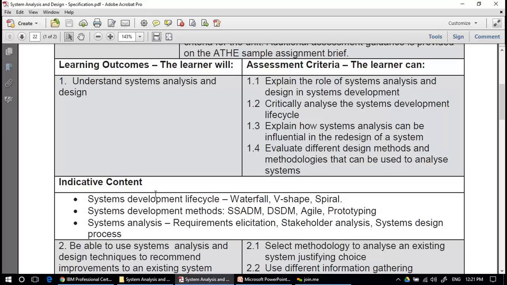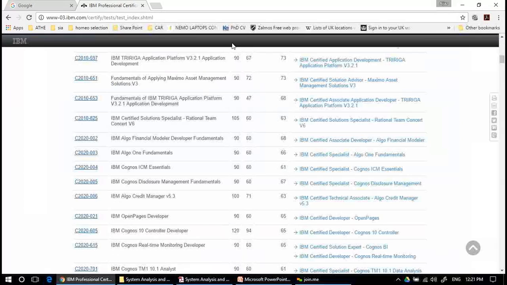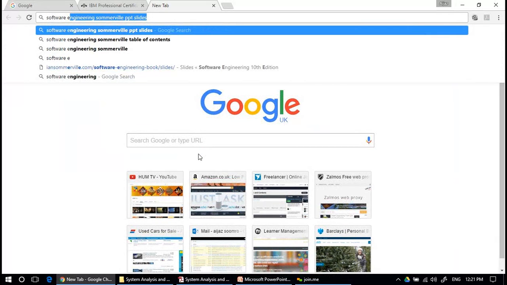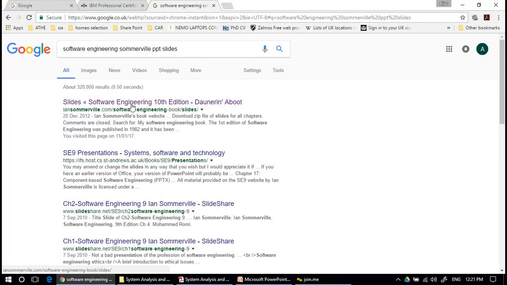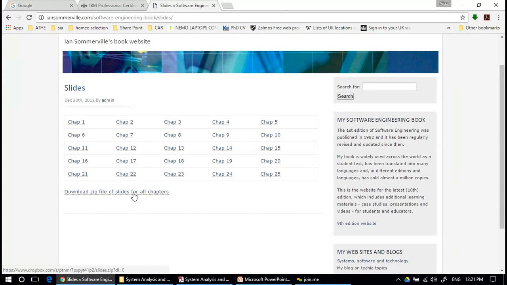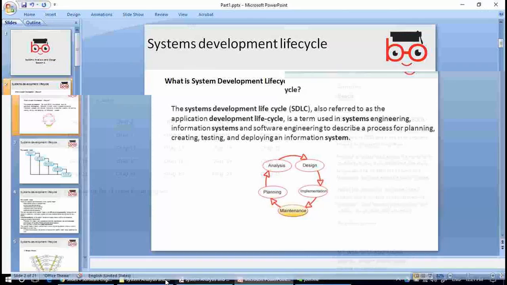But I would advise you to go through Software Engineering by Somerville. It's a very well-known book. Let me show you here. Software Engineering by Somerville, and you will get a really good book, which covers all the aspects of software engineering, system analysis and design, system development, management, information systems, and everything will be there. So you can download all these slides. You can get a PDF book, or much more useful information.